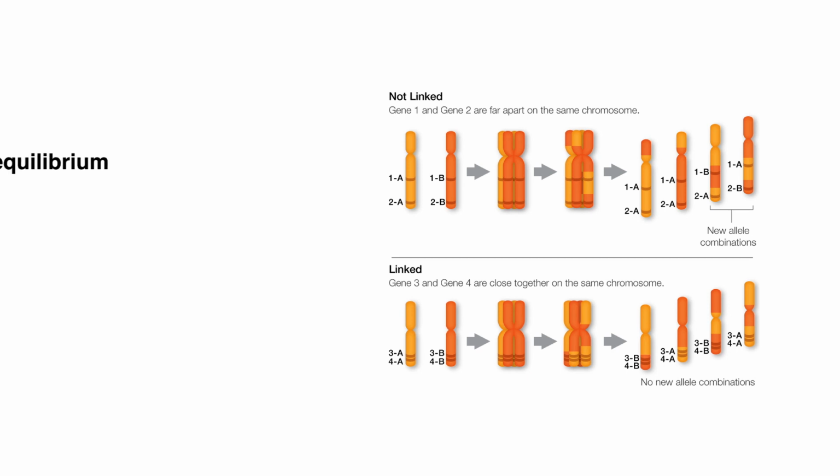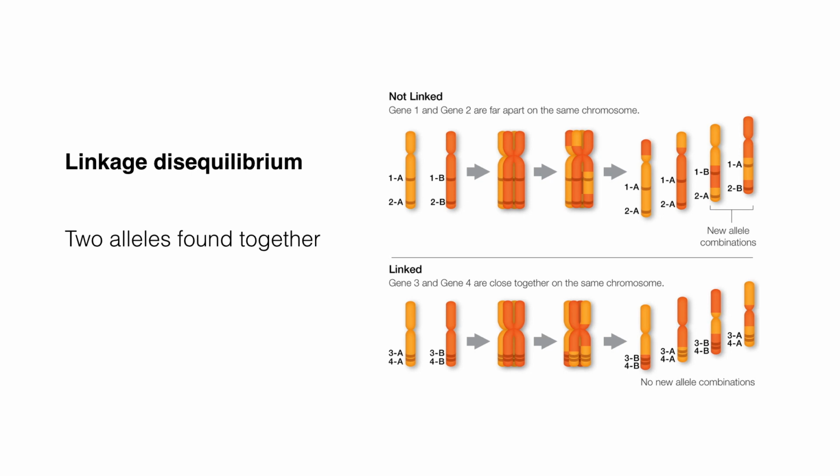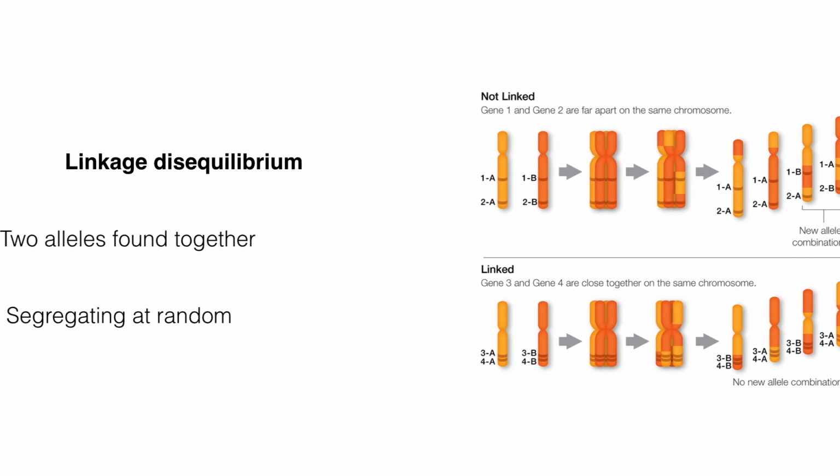Linkage disequilibrium, or LD, is said to occur when two alleles that are found together on the same chromosome are segregating more often than expected if they were segregating at random, as if something would keep the two alleles together on the same haplotype. The haplotype between them would not break despite the distance.